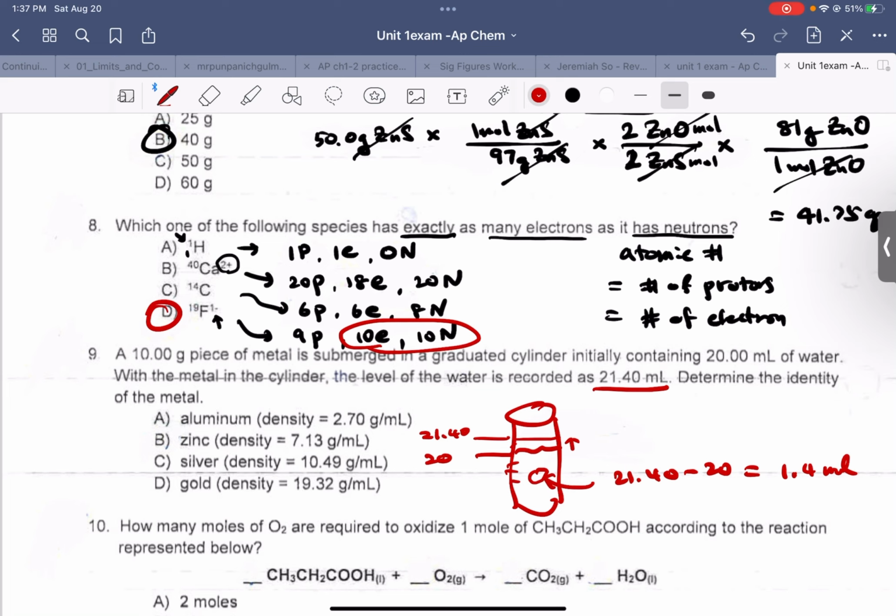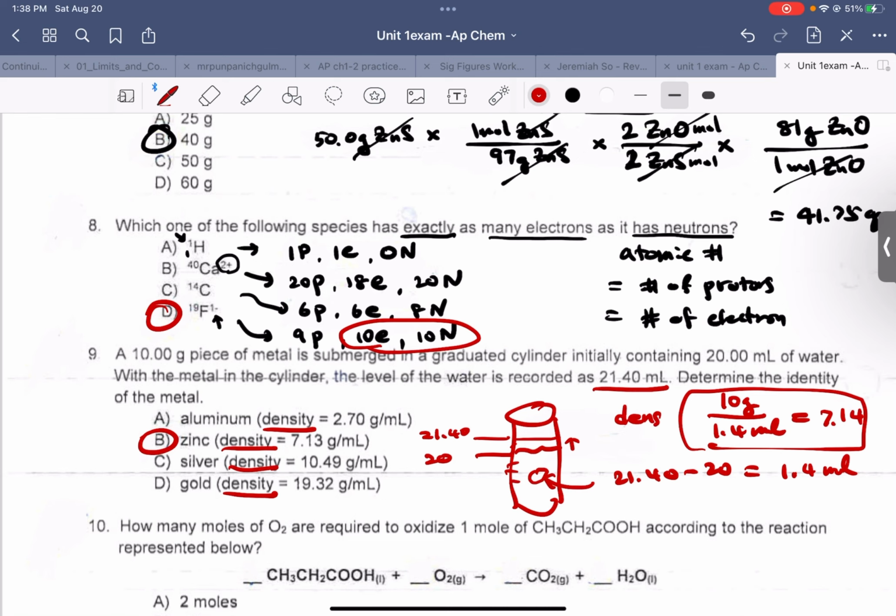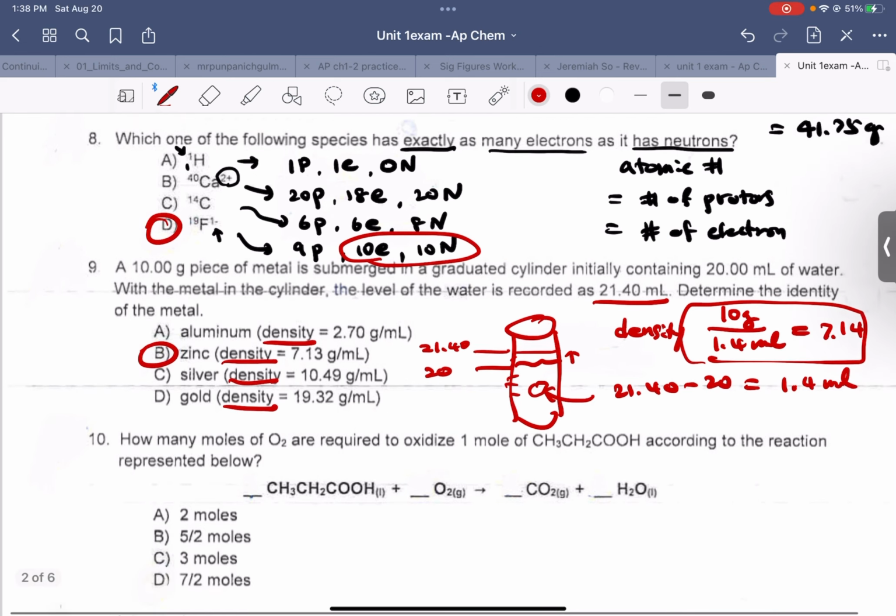They ask you, if you look here, the density, right? Density is mass over volume. Mass is 10, so 10 grams over a volume of 1.4 milliliters. So let's use the calculator. 10 divided by 1.4. I got around 7.14. So it should be zinc, right? That's the closest one. Okay, so that's how you find the density. Mass over volume.